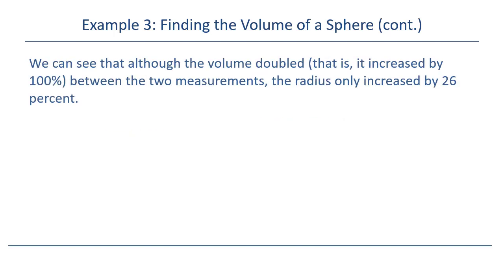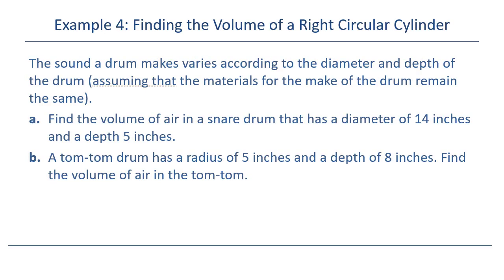Okay, third example. We can see that although the volume doubled, increasing by 100%, the radius only increased by 26%. And that's key to understand: these things aren't linear. We're talking about cubic measurements, so we're no longer having linear relationships between the two things. If one thing doubles, that doesn't mean the other thing doubles as well.